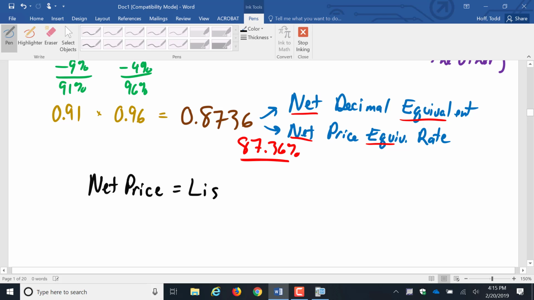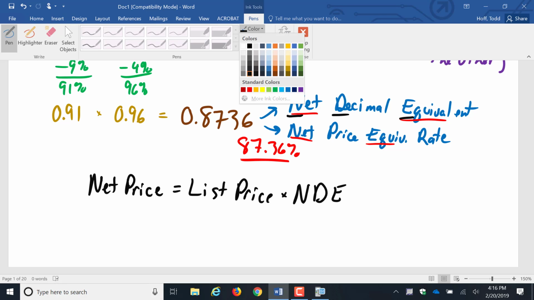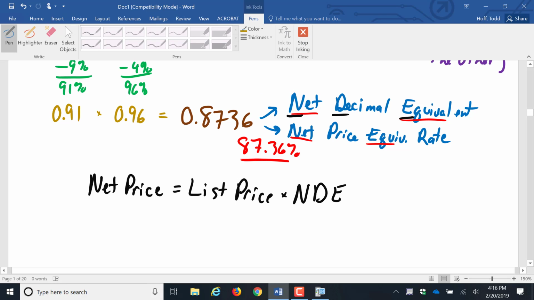So the way this works is to find the net price. You would take the list price times, I'm just going to use NDE for net decimal equivalent, that net decimal equivalent. There's also an equivalent term for the discount. That equivalent term is referred to as the single discount equivalent. Or sometimes called the single equivalent discount rate.